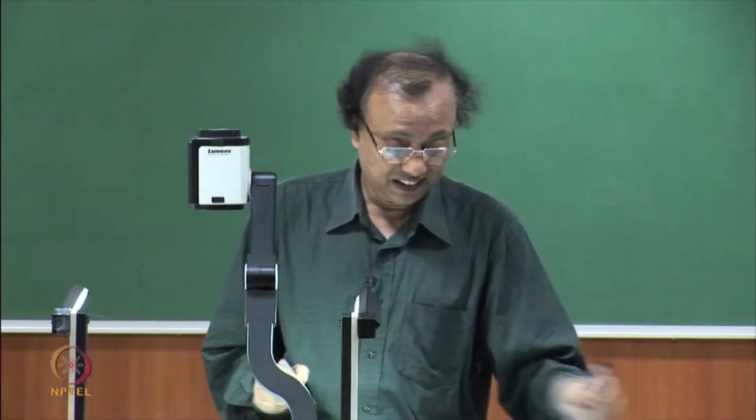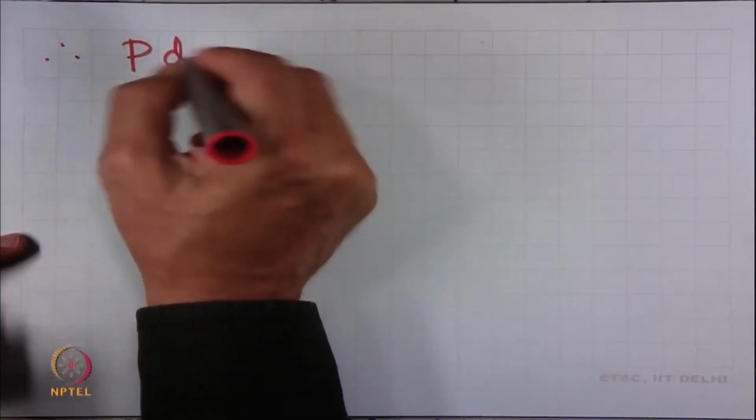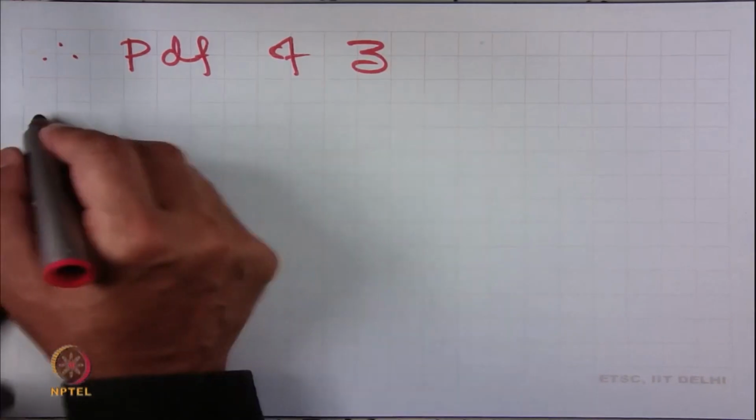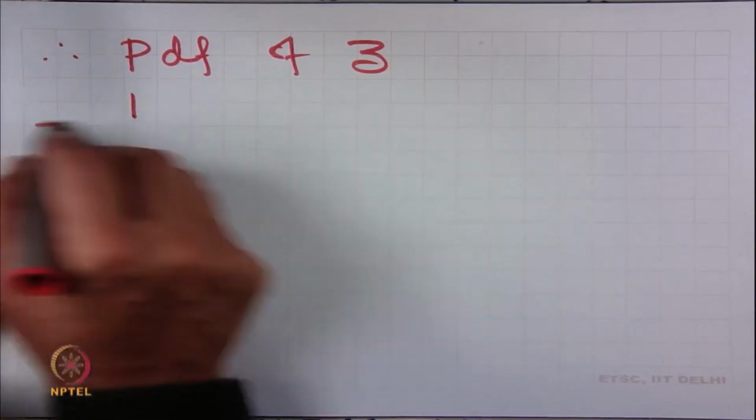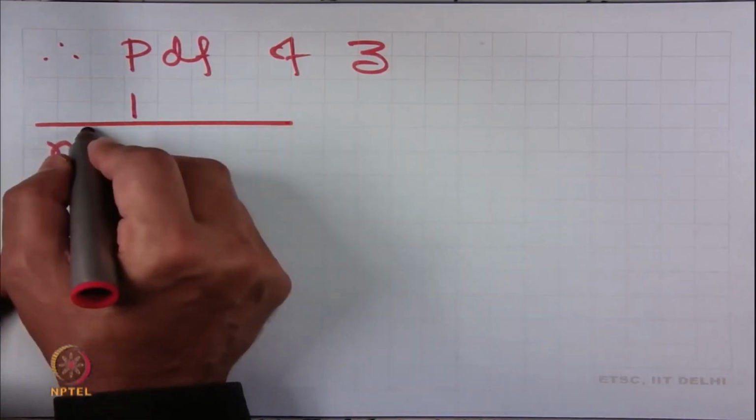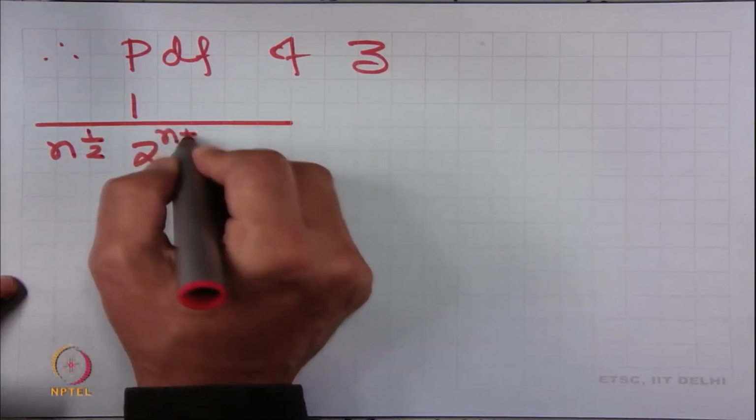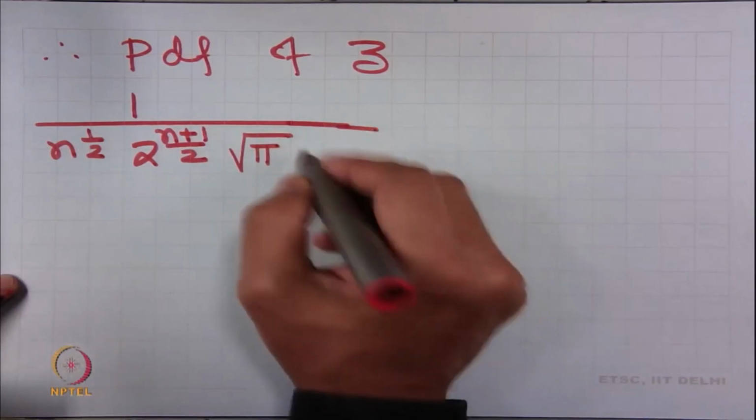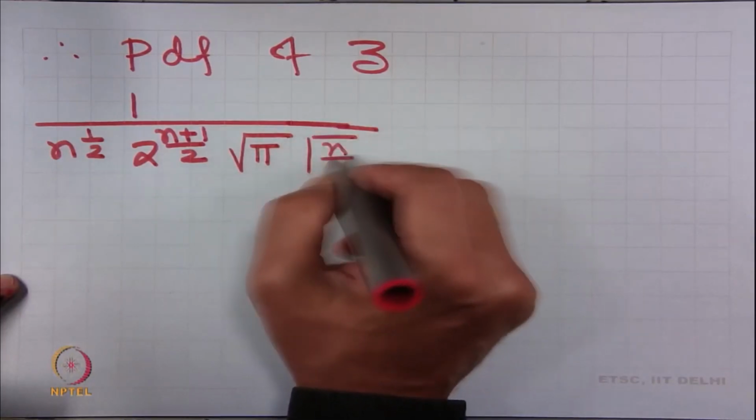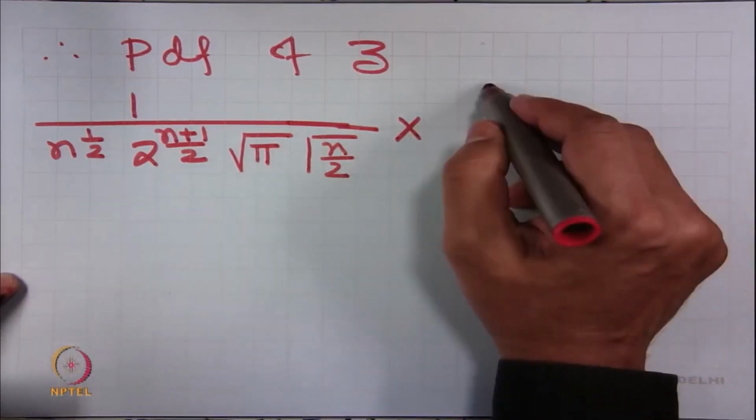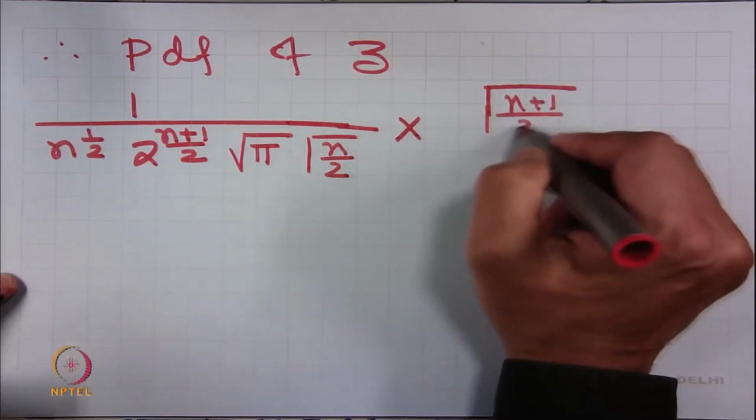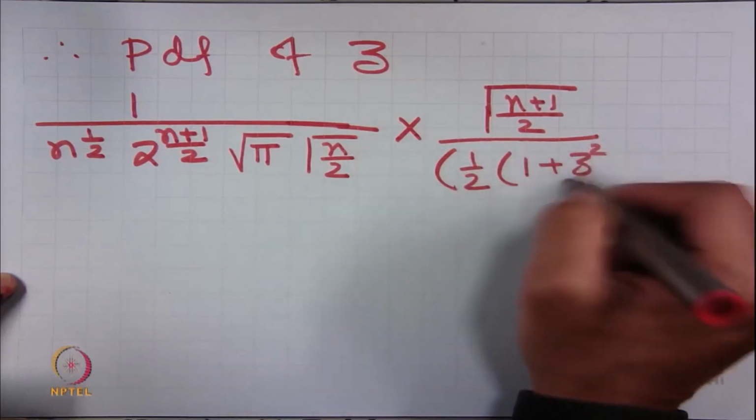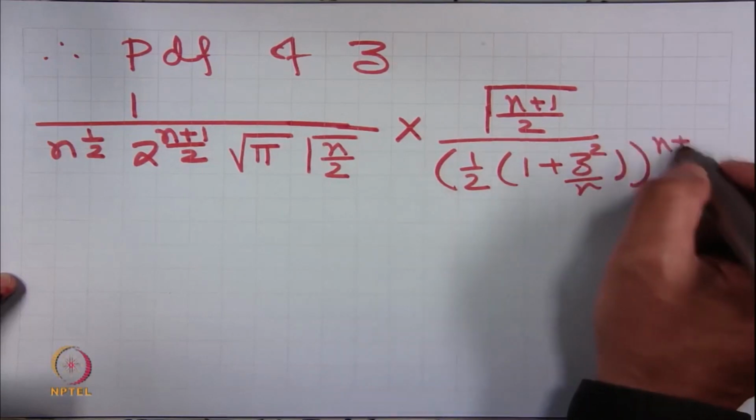Therefore, PDF of z is, first we have to write the constant, which is 1 upon n to the power half 2 to the power n plus 1 by 2 root over pi gamma n by 2, now multiplied by gamma n plus 1 by 2 upon half into 1 plus z square by n whole to the power n plus 1 by 2.